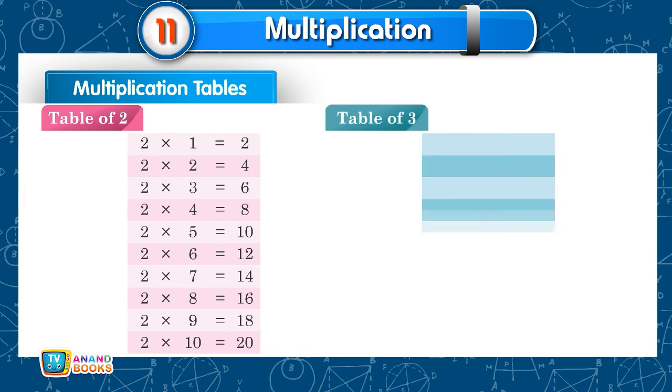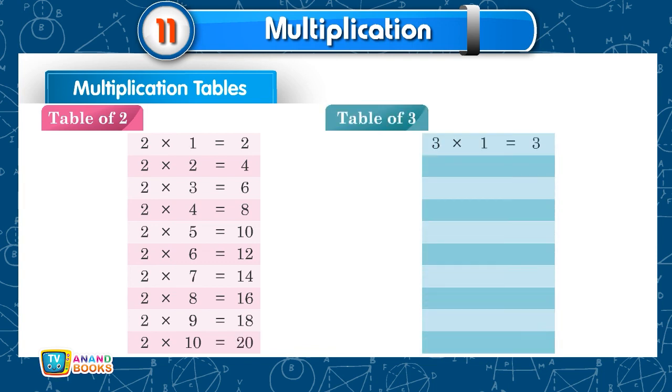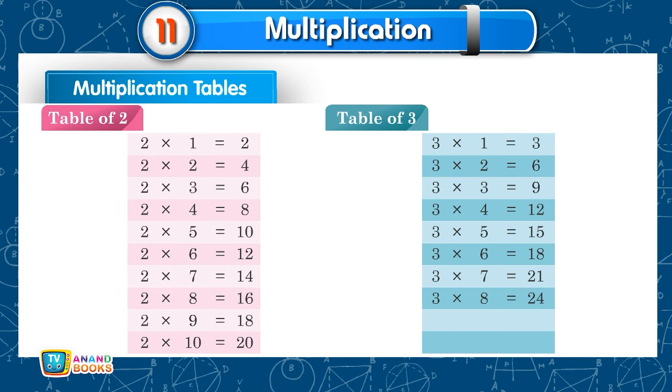Table of 3. 3 into 1 is 3. 3 into 2 is 6. 3 into 3 is 9. 3 into 4 is 12. 3 into 5 is 15. 3 into 6 is 18. 3 into 7 is 21. 3 into 8 is 24. 3 into 9 is 27. 3 into 10 is 30.